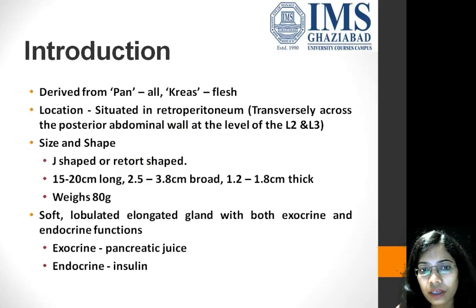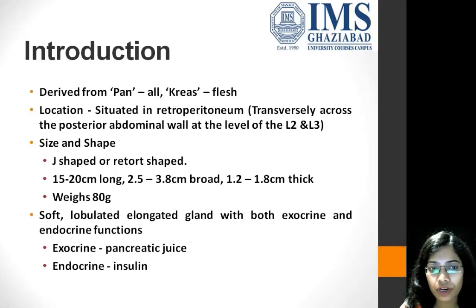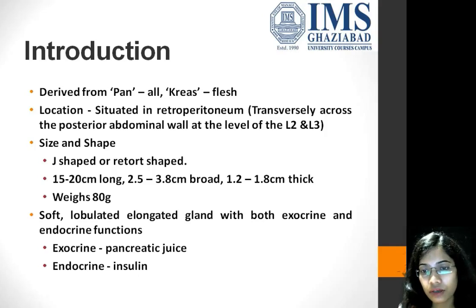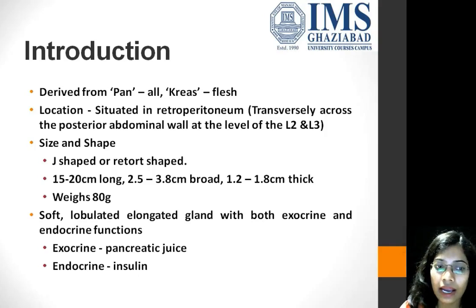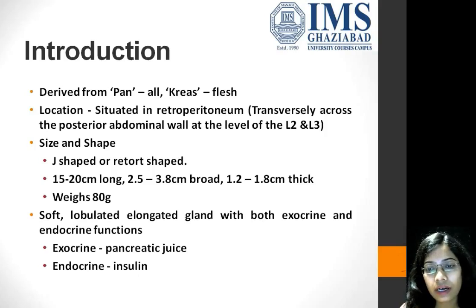It is located in the retroperitoneal cavity, transversely across the posterior abdominal wall at the level of lumbar 2 and lumbar 3. It is J-shaped or tortoise shaped, 15 to 20 centimeters long, 2.5 to 3 centimeters broad, and 1.2 centimeters thick. It weighs 80 grams. It is a soft, lobulated, elongated gland with both exocrine as well as endocrine functions.